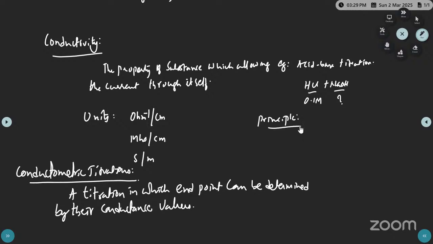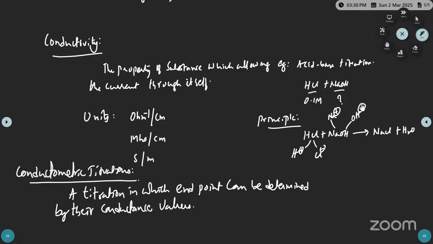The HCl is neutralized with the NaOH solution and forms NaCl plus H2O. What happened when sodium hydroxide is added to the HCl solution? Salt and water molecules are formed. In the HCl solution, what ions are present? H plus ions and Cl minus ions are present. And in the NaOH solution, what ions are present? Na plus and OH minus ions are present. So here, look at the basic principle.